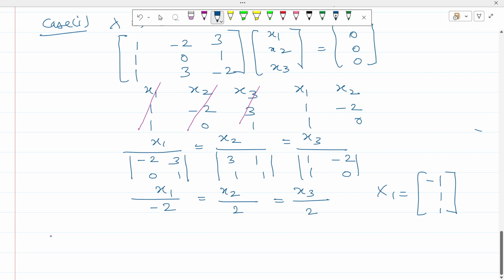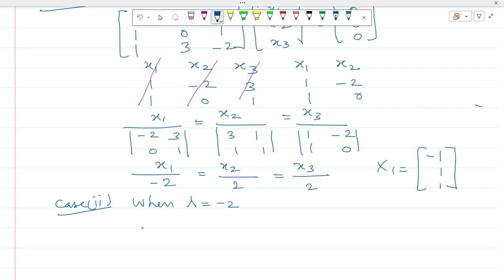Okay. For case 2, when lambda equal to minus 2. Substituting lambda equal to minus 2 in the matrix, the equation becomes 4, minus 2, 3, 1, 3, 1. Once again, 1, 3, 1.